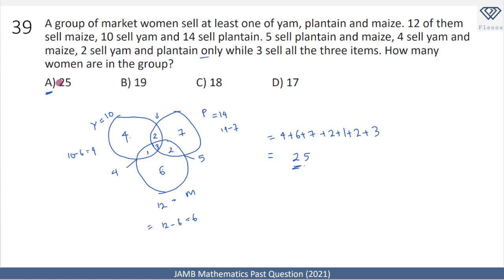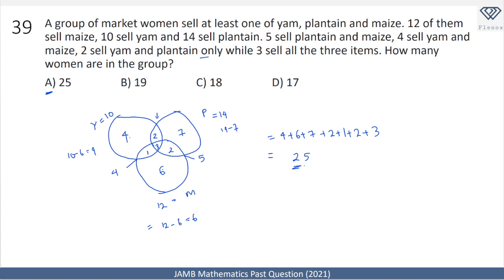So again, to summarize what I did, I tried to find out the number of women that did each of these particular sections. Once I was able to figure that out, I was able to sum up all the women that were in the group, which sum up to be 25. Again, if you have any question, put it in the comments, and I've also put a link to the full tutorial video on Venn diagram so that you can have a better understanding on what this is.